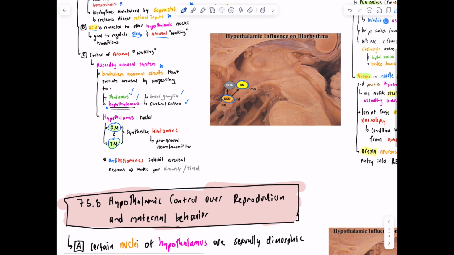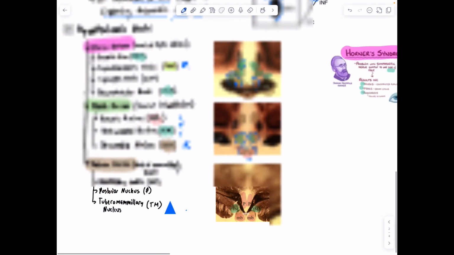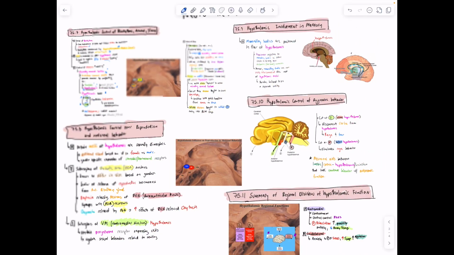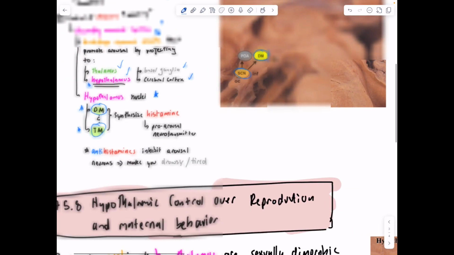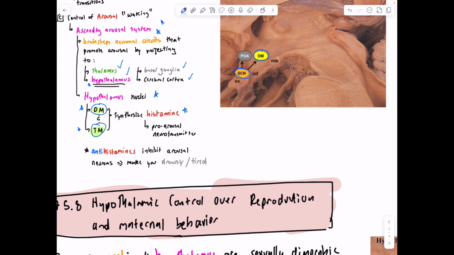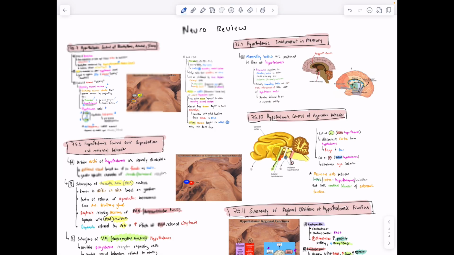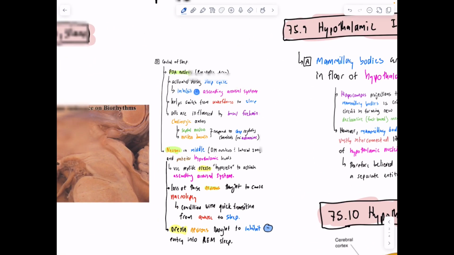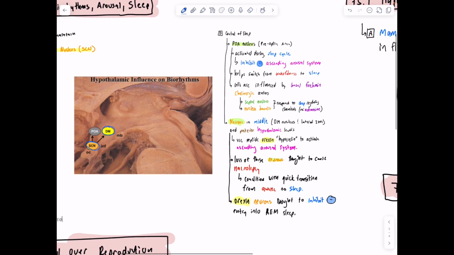But for waking, we have the hypothalamus nuclei getting information from this ascending arousal system, and these two nuclei, dorsal medial, and then the tubero-mammillary, are going to release histamine, and that's going to be a pro-wake-up neurotransmitter. And then antihistamines are going to inhibit arousal neurons, and they're going to make you sleepy or tired. All right, so then we have the control of sleep itself.